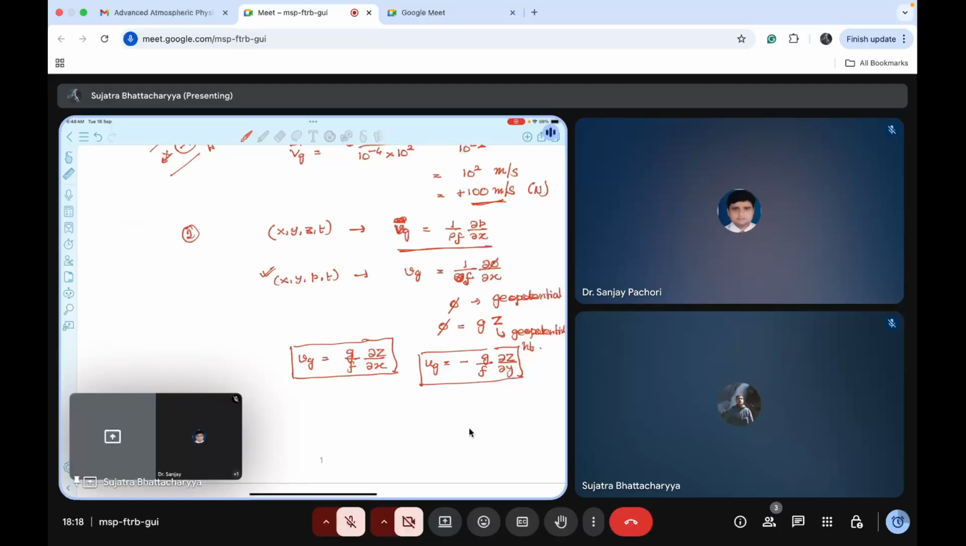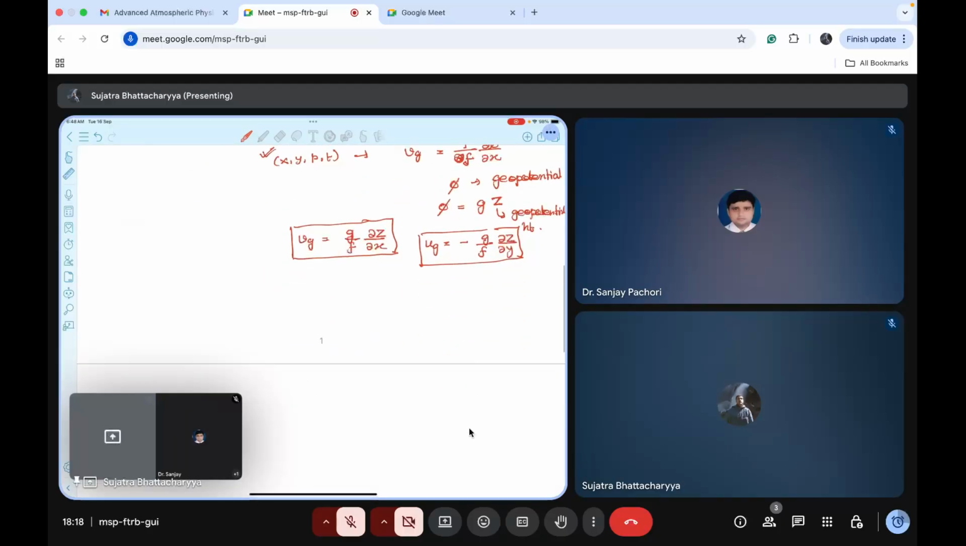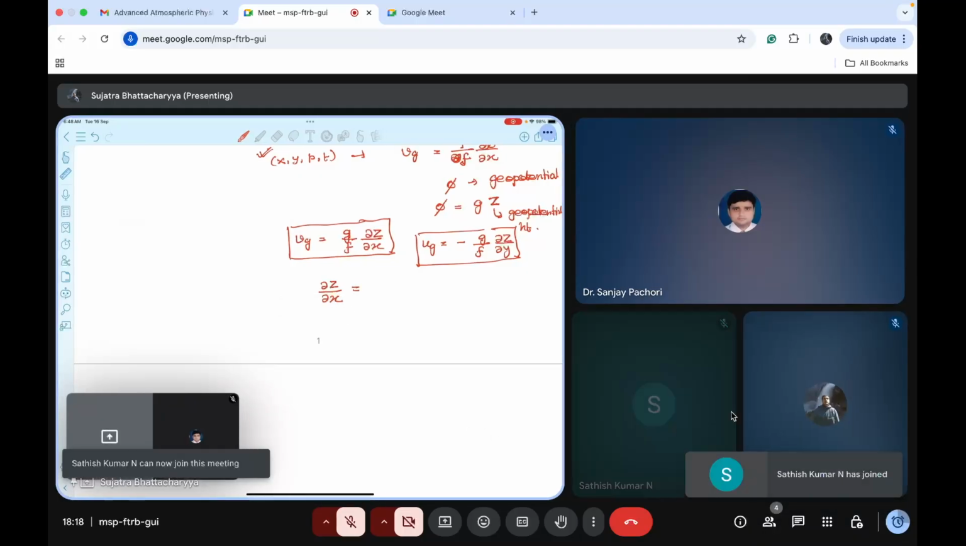Now it is given that your delta z eastward is given. So delta z by delta x.